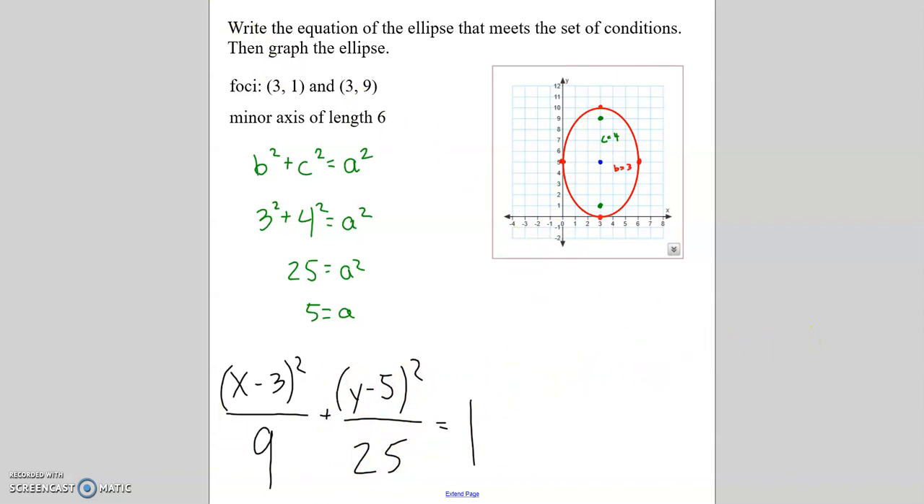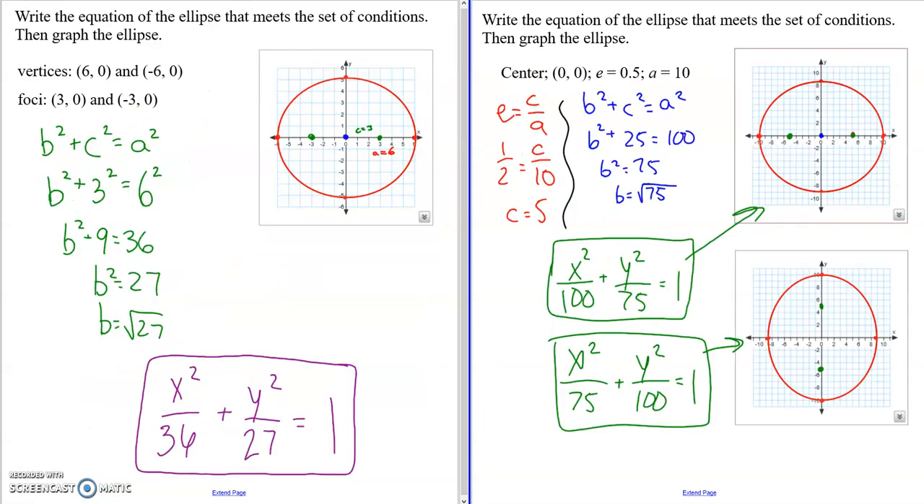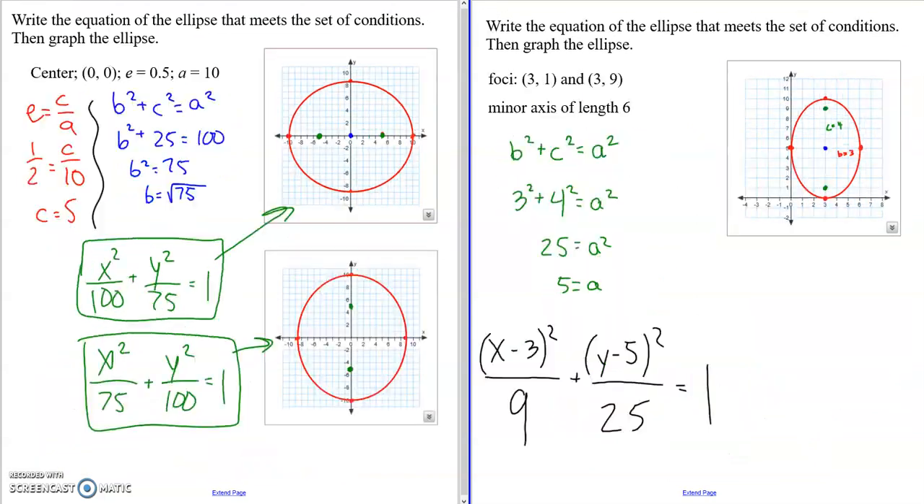So you can see for each one of these last 4 examples, depending on what information we're given, the approach is different. Basically, the key is you're always going to use some combination of these 2 formulas, plug in what you know to find what you're missing, and then draw what you know. And I find the pictures often help me write the equation. So always be sketching your graphs as you go.